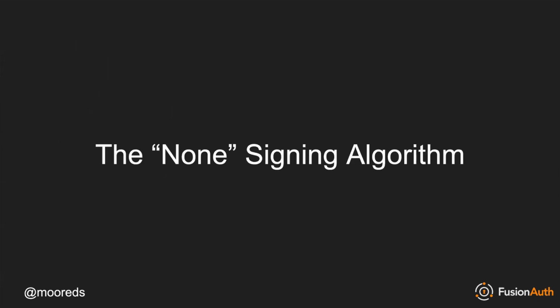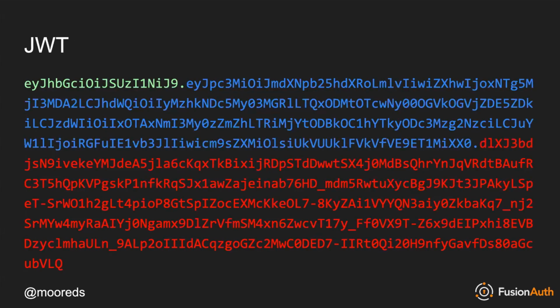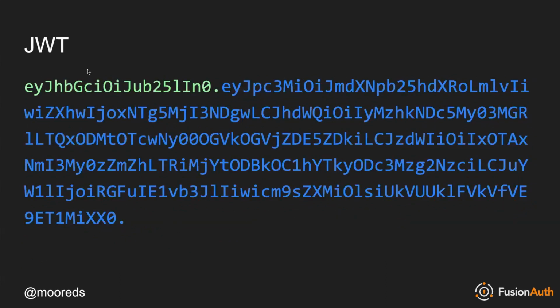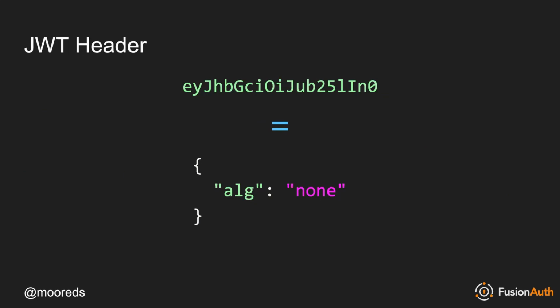The last foot gun I'm going to talk about is the none signing algorithm. And so the JWT specification actually allows you to say, hey, I know what I'm doing. I want to create or accept JWTs that don't have a signature. So that turns a JWT from something like this to something like this. So again, there's still three parts. There's the header, the payload, and the signature, but the signature is empty. And this is what the header changes from, the algorithm of HS256 to none.